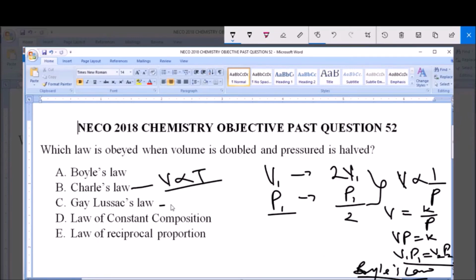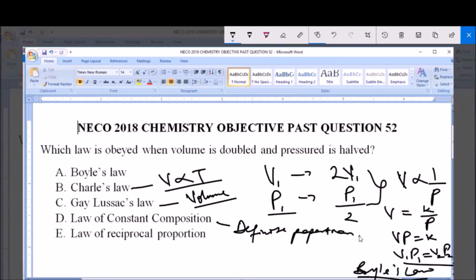Gay-Lussac's law is the law of combining volumes, which states that when gases react, they do so in volumes which are in simple ratio to one another, and to the volume of the products if gaseous, provided that the temperature and pressure remain constant. Then the law of constant composition, also known as the law of definite proportion.